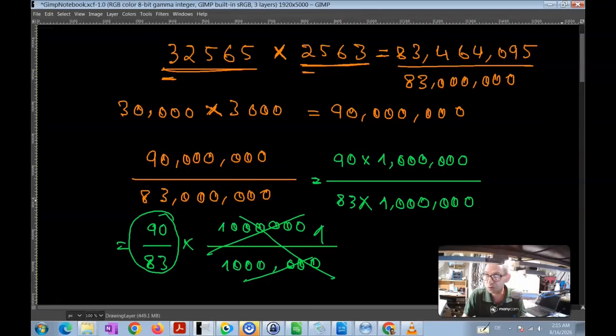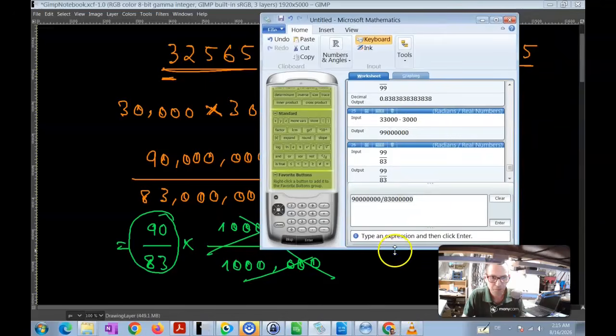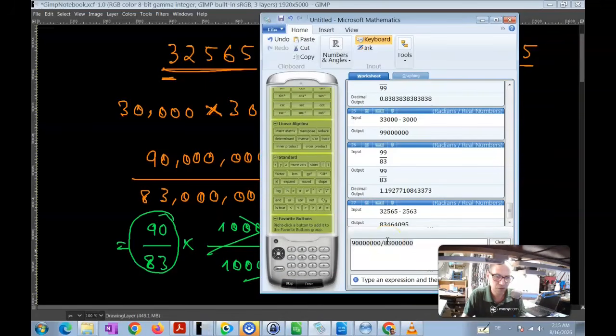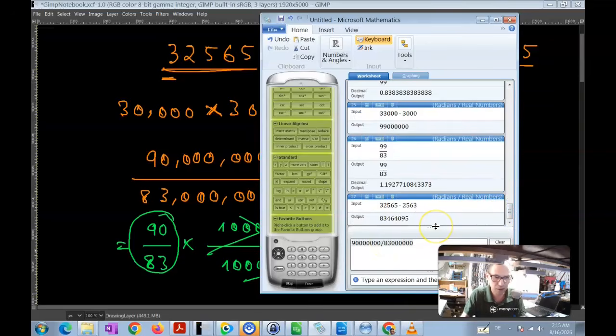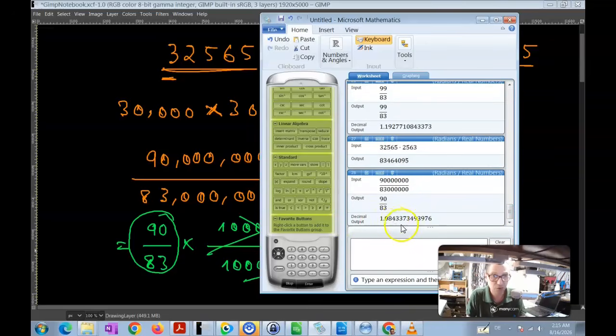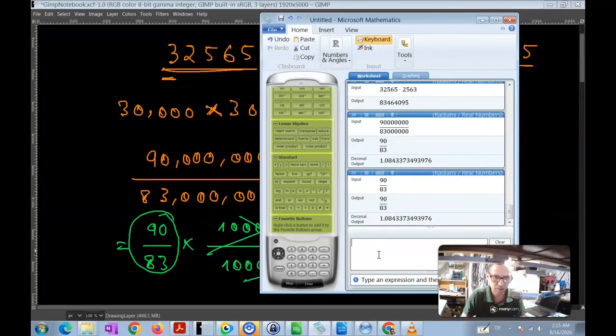I can even prove it to you if you want to. 90 million divided by 83 million is 1.08, and 90 divided by 83 is the same number, 1.08. So you don't have to write out all of these zeros before entering them into your calculator. Simplify your numbers so that you have the least number of zeros, because that would be unnecessary trouble for you, of course, right?